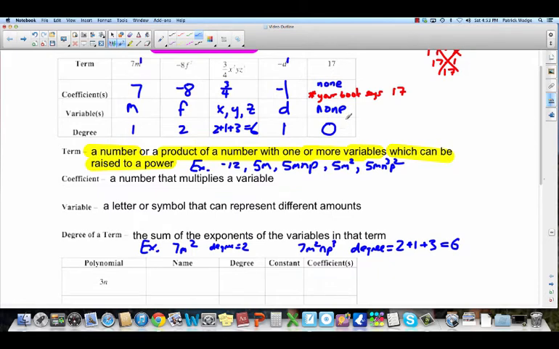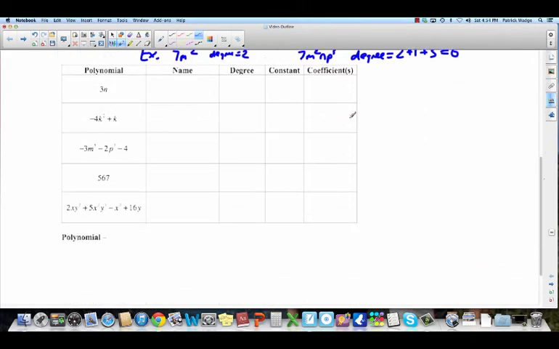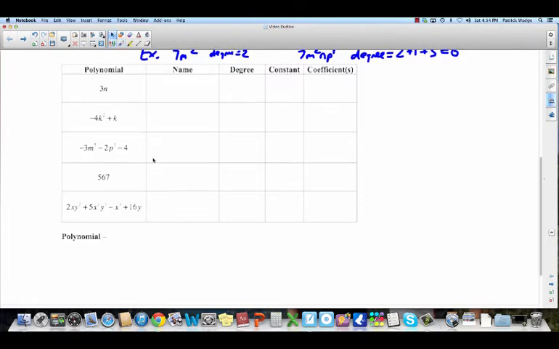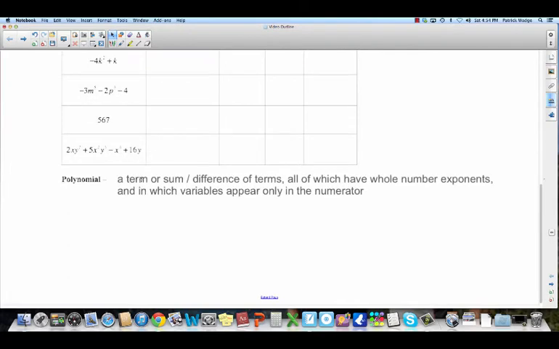Alright, great. Now we're going to do another one. We're going to fill in this table. This time we're talking about polynomials. And we want to name the polynomial, tell what the degree of the whole polynomial is, tell what the constant is, and tell what the coefficient is. So first of all, again, we need to know what these things mean. What is a polynomial? And again, it's a pretty confusing sounding definition.